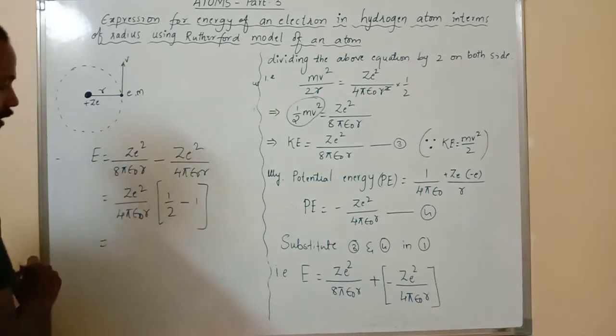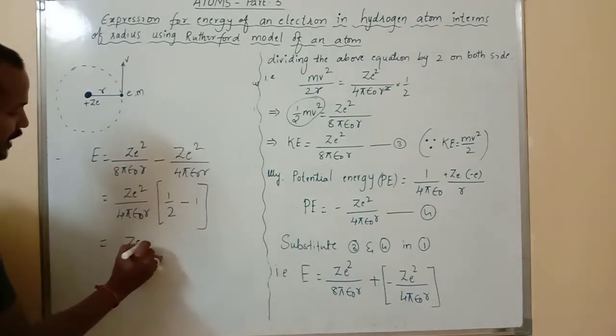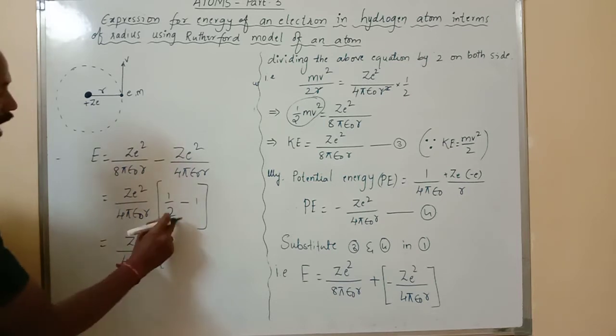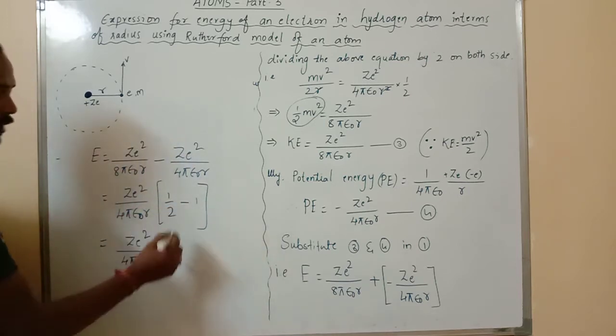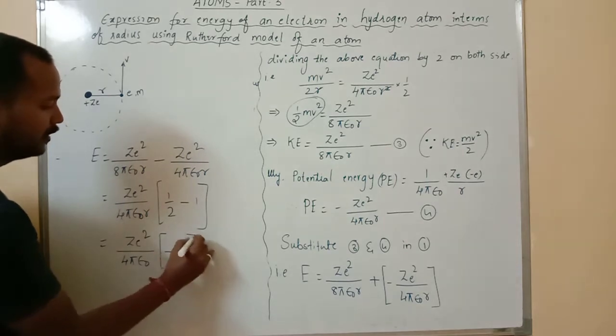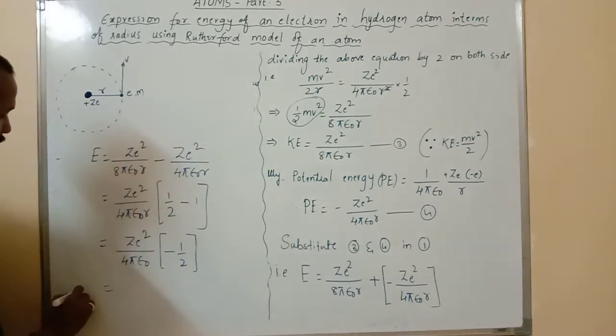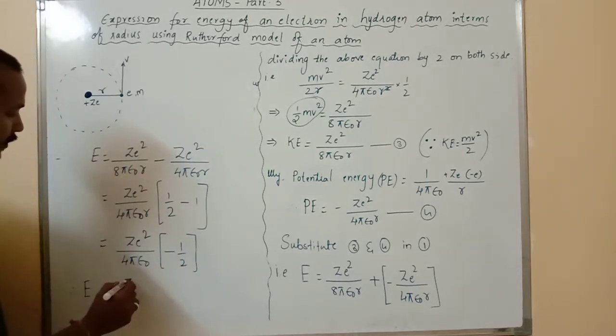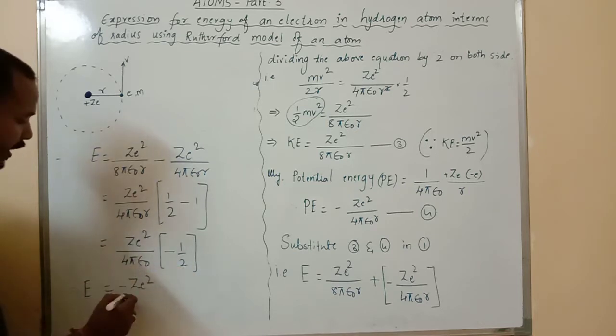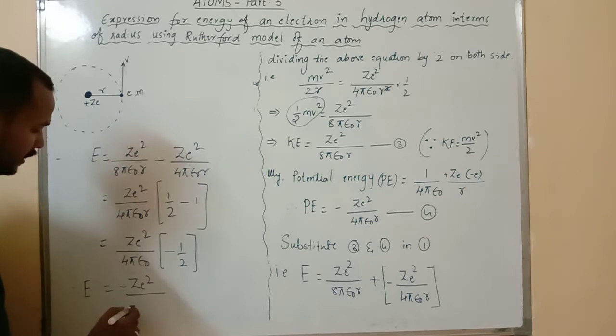Now what is the final answer for this one? Z square upon 4 pi epsilon naught, half minus 1. So then it will become minus half. Therefore the total energy equation becomes: E = minus Z square, here minus I will take outside, 2 into 4, 8, upon 8 pi epsilon naught R.